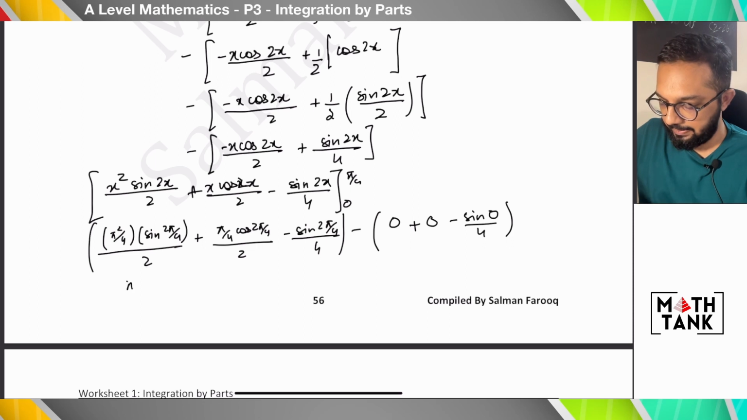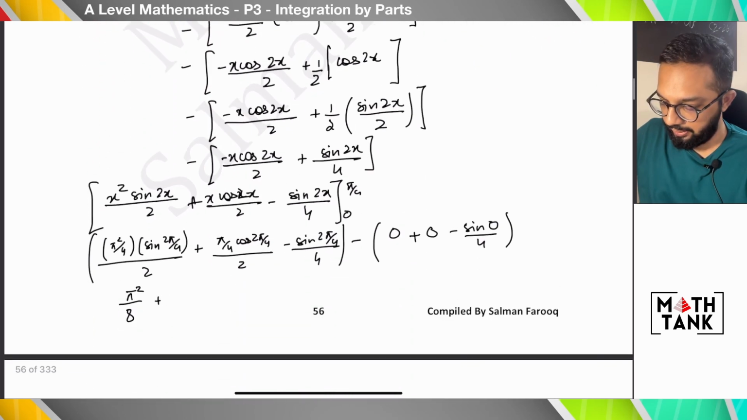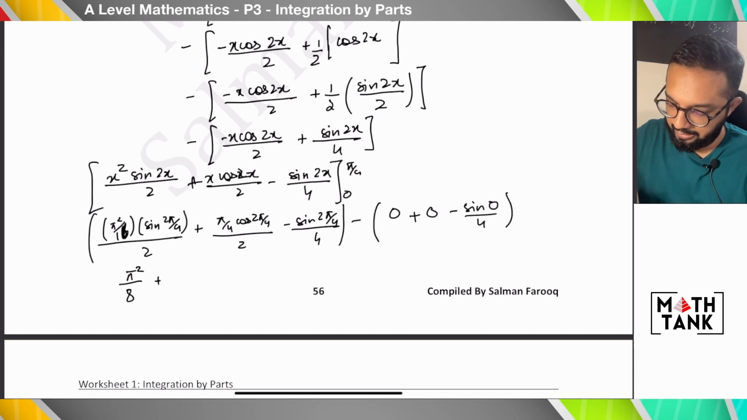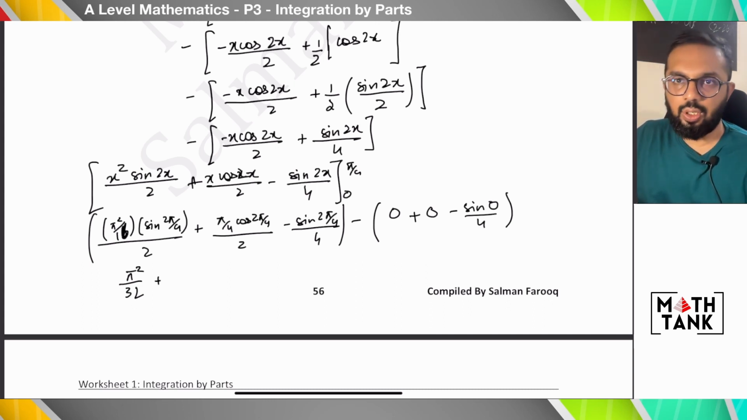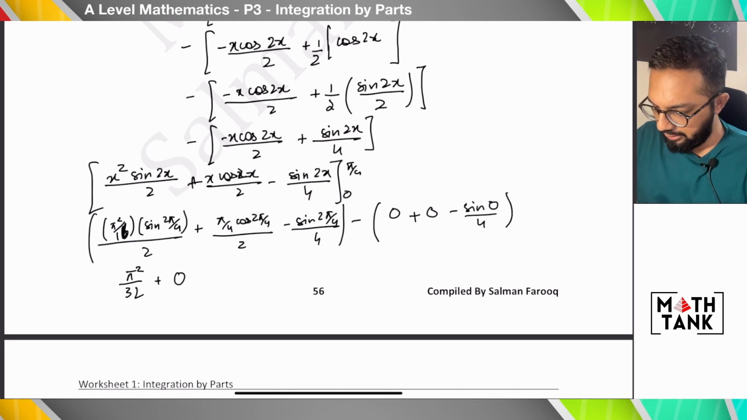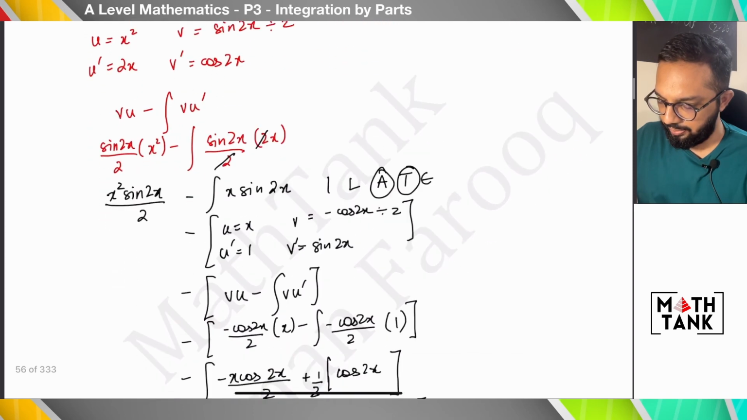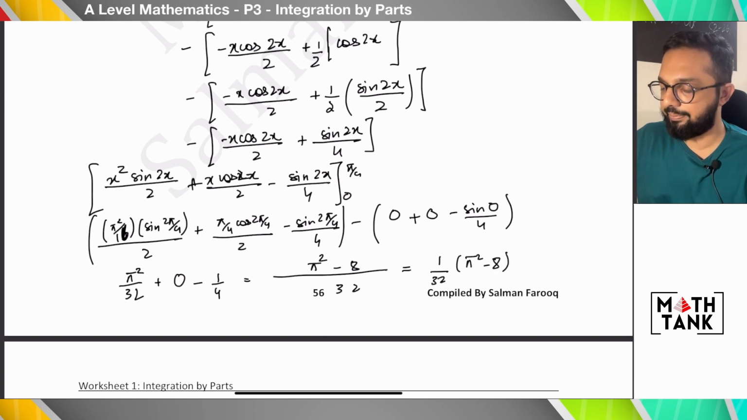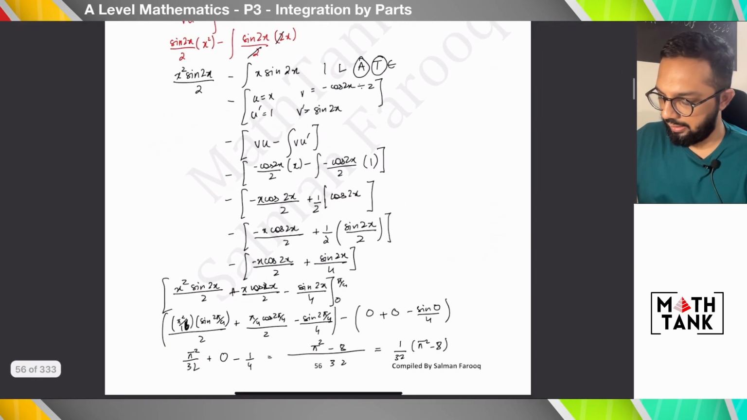Sine 2 pi over 4 is 1, so this becomes pi squared over 8, and so 1 over 32 outside. This should be pi squared over 16, so that's 32. So pi over 4 into 2 pi over 4, cos pi over 2 is basically 0, so this becomes 0, and then this becomes minus 1 over 4. So I have pi squared over 32 minus 1 over 4. I take an LCM, just 32, so this becomes pi squared minus 8, and I can write it as 1 over 32 (pi squared minus 8). That is the entire solution to this.